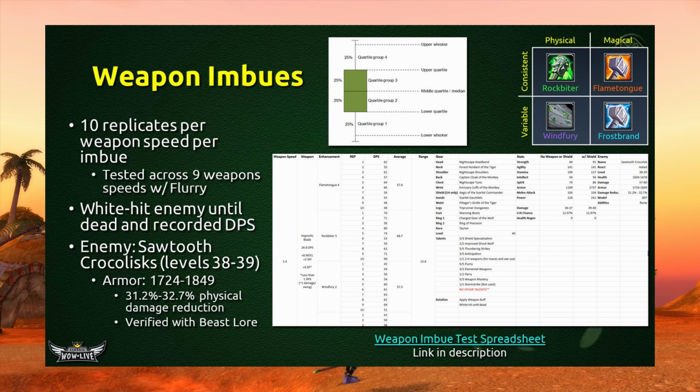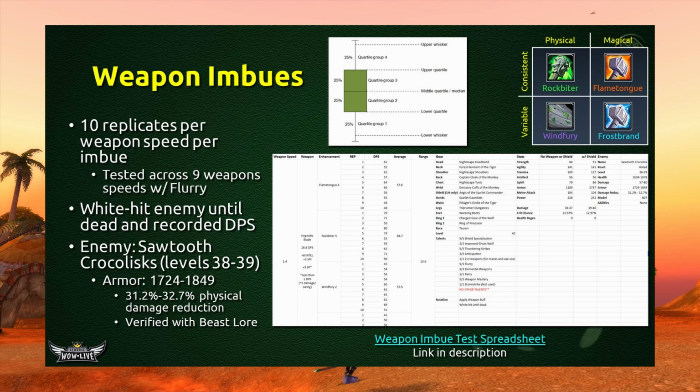And what I did was I put on my gear, white-hitted the enemy, and recorded the DPS. And the enemy I chose was the Sawtooth Crocolisk. They're level 38, 39. I was level 40. Their armor value produces 31.2 to 32.7 physical damage reduction, which is pretty average. It's more of a leather mail wearing enemy, which is just kind of what we're going to do.